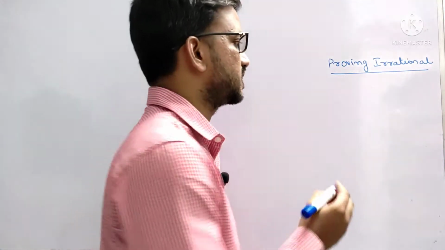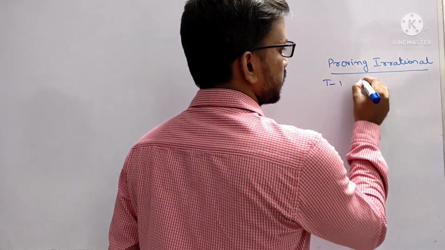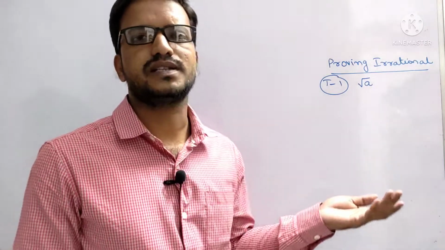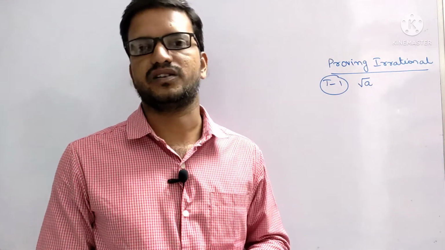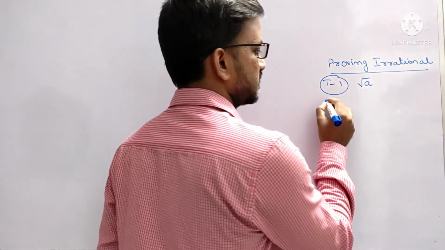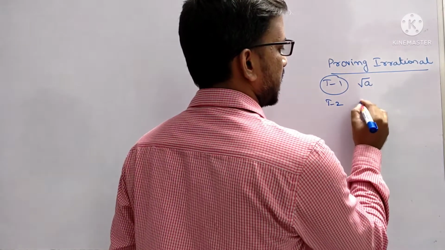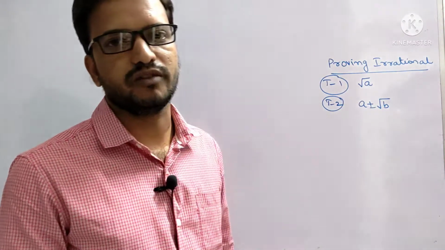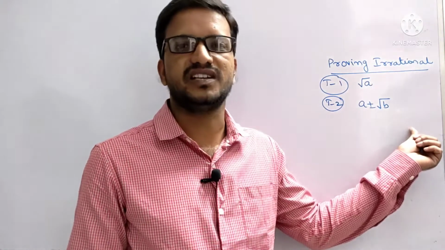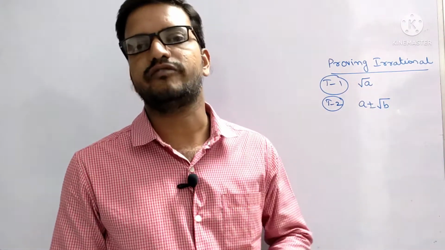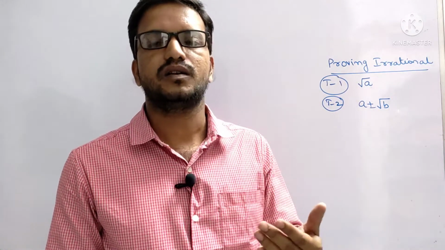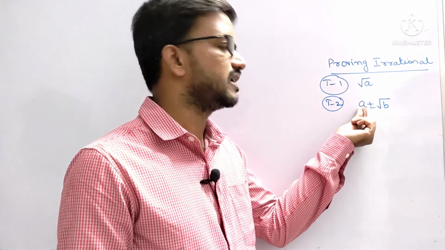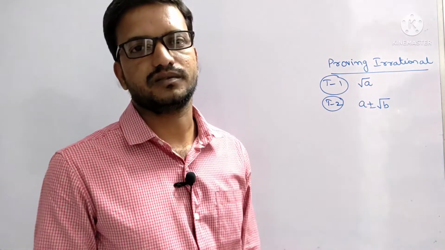So here it consists of 3 types. Type 1 is proving root A is an irrational, like root 2 is an irrational, root 3 is an irrational, root 5 is an irrational. Type 2 is A plus or minus root B form. For example, 2 plus root 3 is an irrational, or 7 minus root 5 is an irrational, or 3 plus root 5 is an irrational. So it consists of one rational and one irrational.